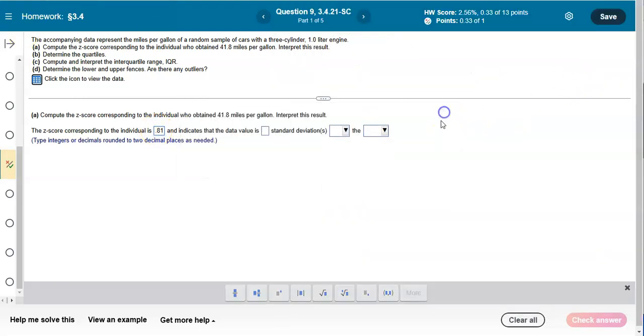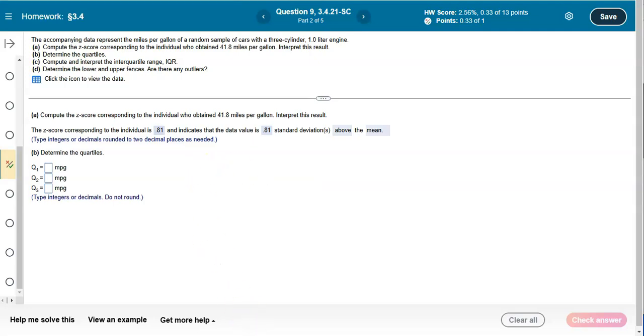Get rid of these data for a second. A z-score of 0.81 means that the data value is that many standard deviations, almost one standard deviation but a little bit less, above the mean. If it were below the mean, a below average value, it would have a negative z-score. So check this one.